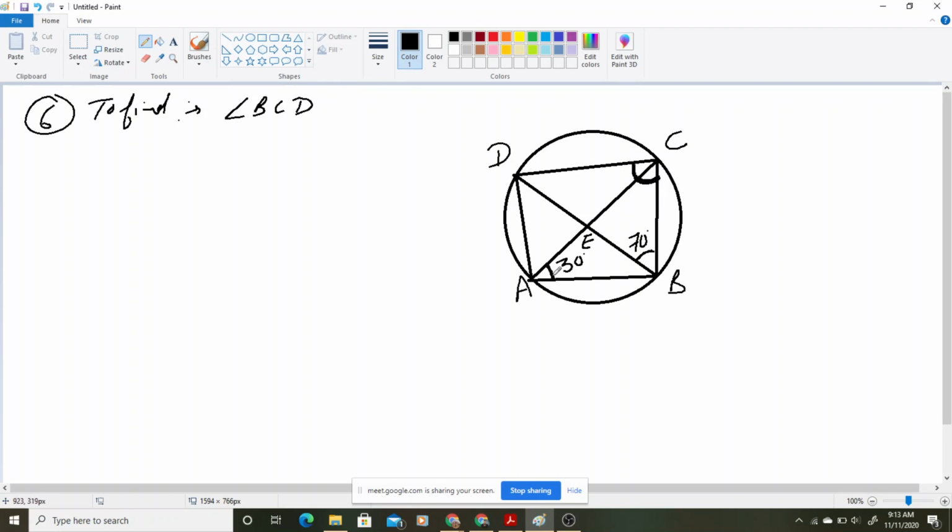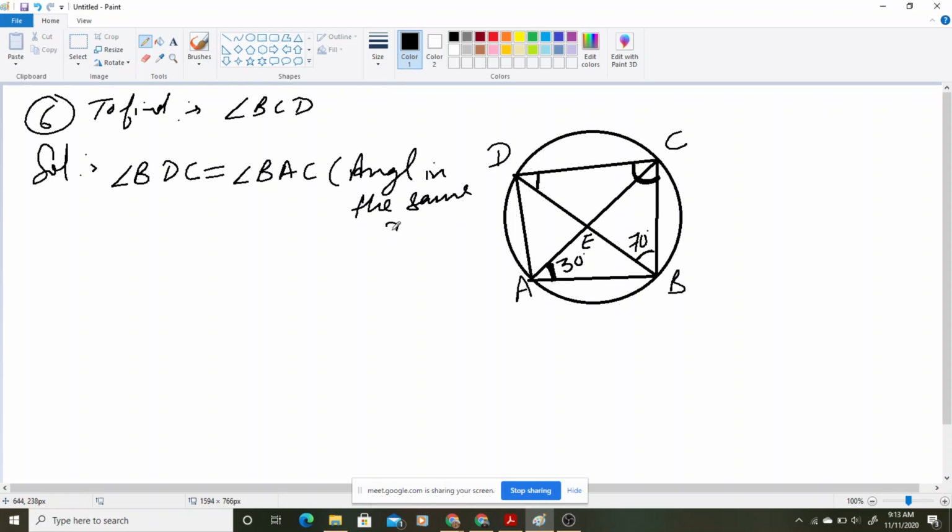See, if this angle A is 30, can we write this angle D also 30? Angle BDC, can I write? So in solution part, I will be writing angle BDC will be equal to angle BAC. Again the same region, angle in the same segment. So angle BDC will also become 30 degree. Now this angle we have got, how much? 30.